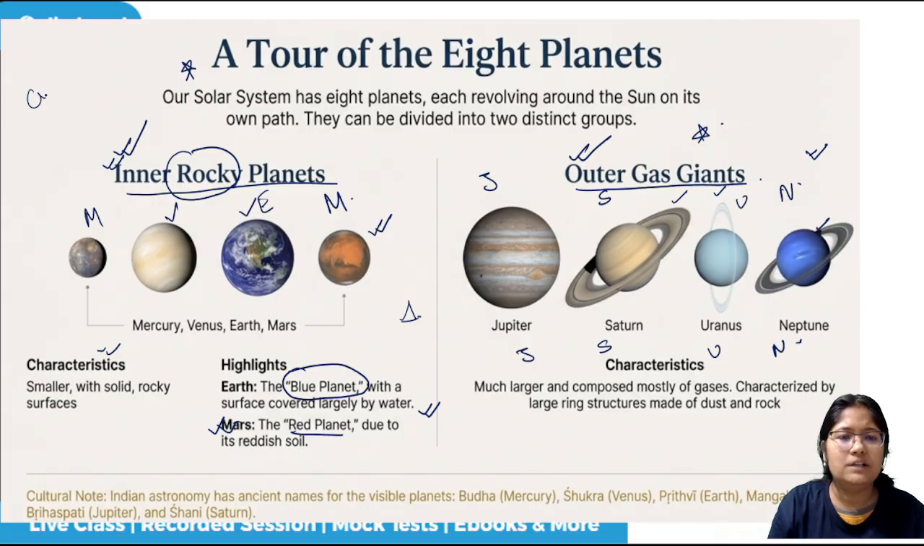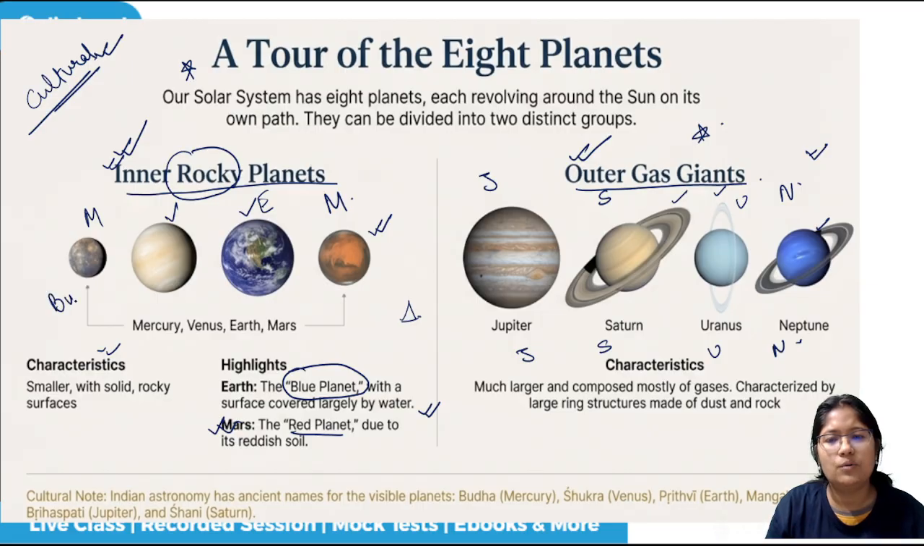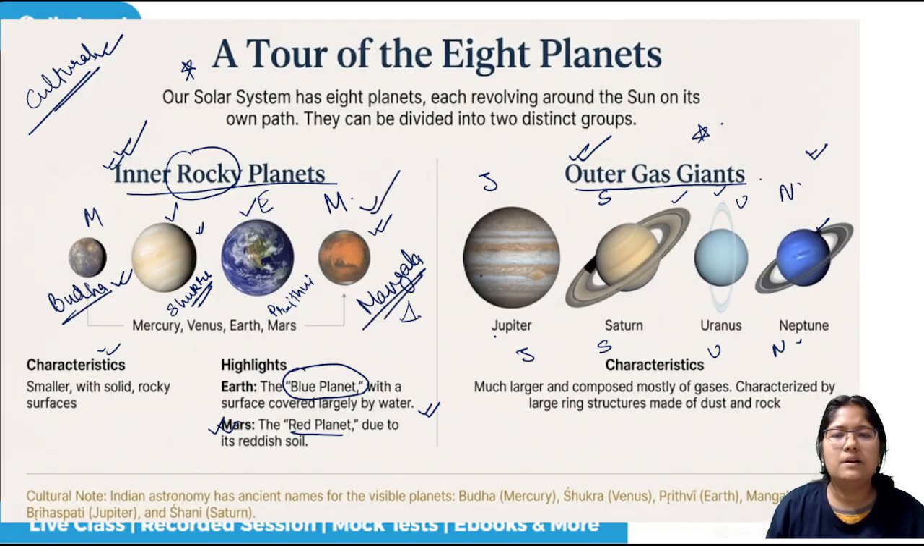Now, if you look into the cultural part, we see that there are ancient names as well, because they're visible from a long time. Mercury is known as Buddh, and Shukra is Venus. Prithvi, you all must be knowing, is Earth, and Mangal is your Mars. Similarly, Jupiter is known as Brihaspati, and Saturn is known as Shani.